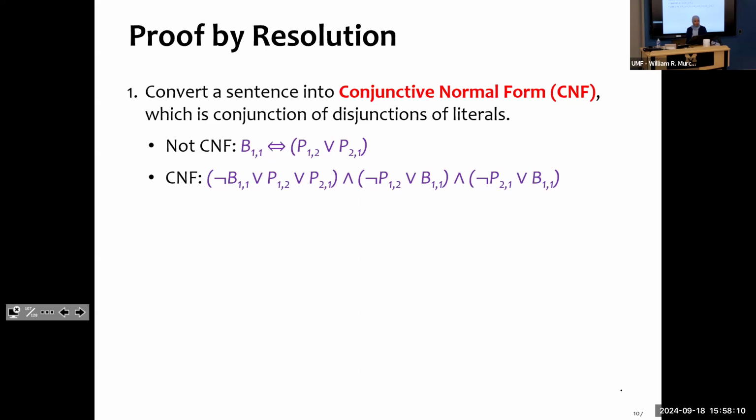So what we have now, the first step to achieve the proof by resolution. First, we will achieve this conjunctive normal form, CNF. So how to achieve this?